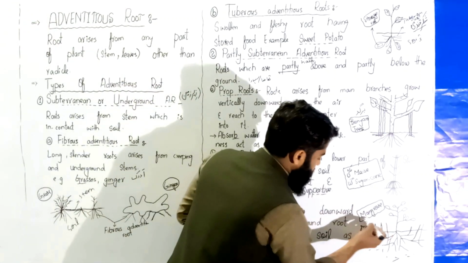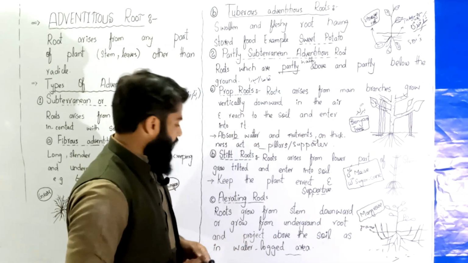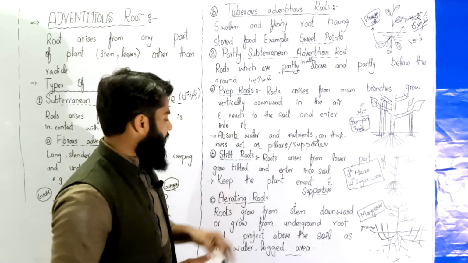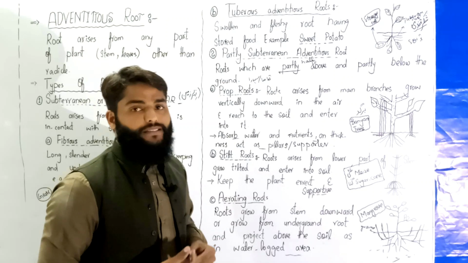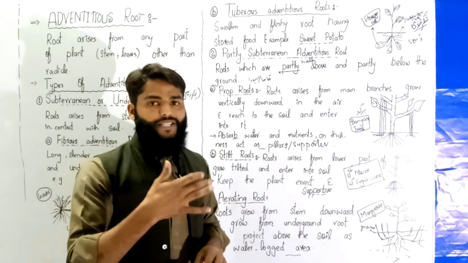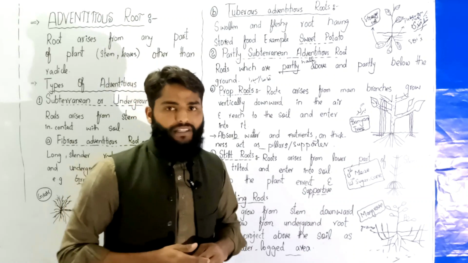So we can see this example in mangroves. And what is the function of these aerating roots? These help the plant in the process of aeration, meaning exchange of gases with the air.